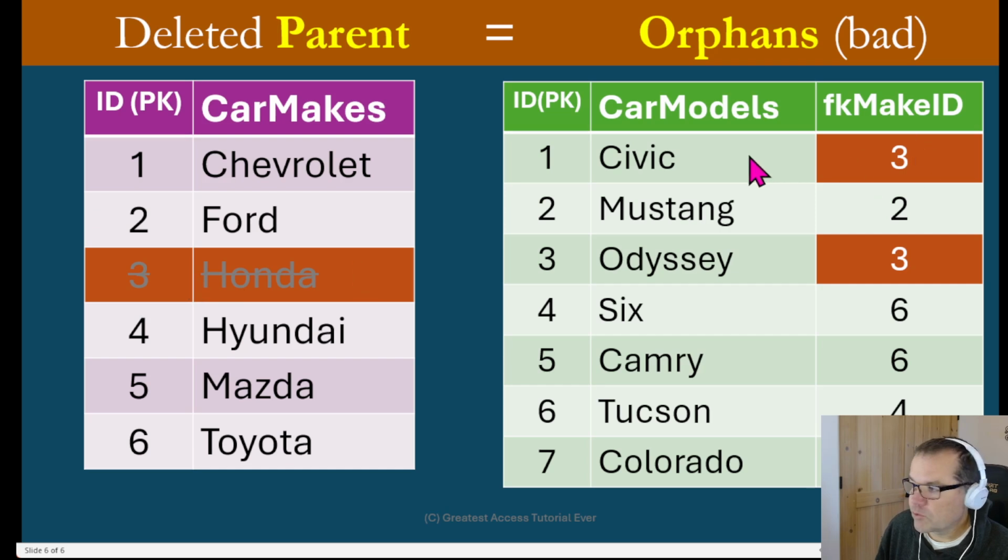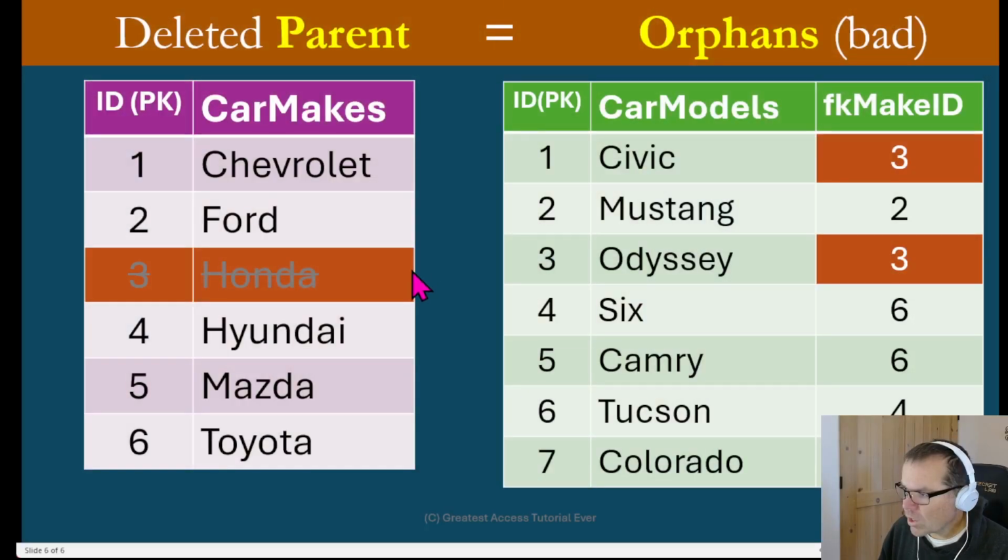Now you have what's called orphans, which are children without a parent, or pointing to a parent that no longer exists in the database. In this case, Civic is pointing to 3, which is no longer a car make, and Odyssey is pointing to 3. Now you may think, well, what's so wrong about that? It could be minor, it could be really major. It just depends on what your database is doing with that data. It's not a good thing, regardless of whether it's a minor or major incident. So that's one thing we want to avoid. And there are checks that Access gives you where you can avoid that, so let's look at them.